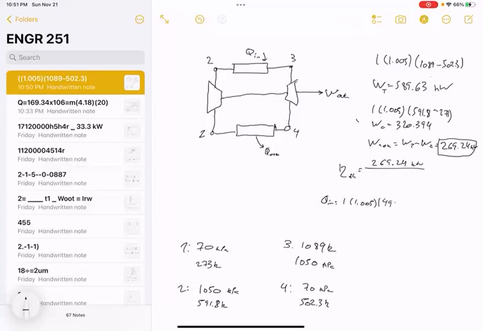497.2 times 1.005. And I'm getting 499.6. Oh, of course, my bad. They give us Q in the question. So I just calculated exactly what they gave us, which is about 500 kilowatts. So actually this last step was unnecessary. But if they didn't give us Q in, this is how we would find it. Anyways, thermal efficiency is 269.24 divided by 500. And that gives us an efficiency of 53.8%. So 0.538.